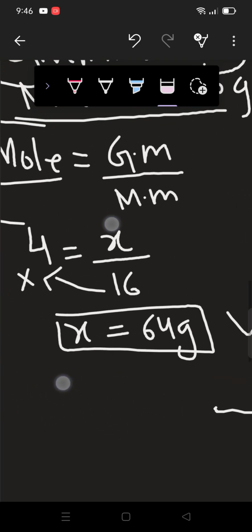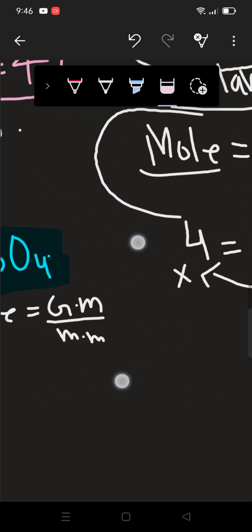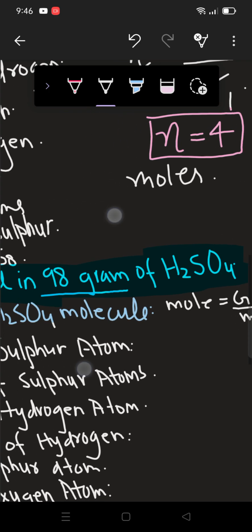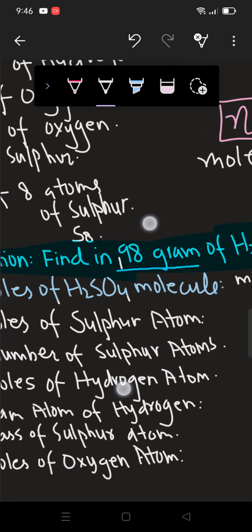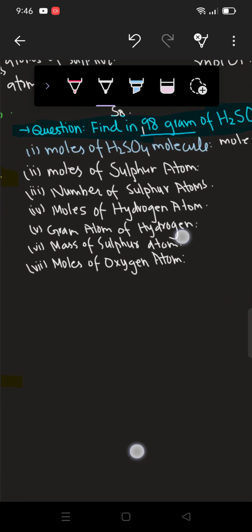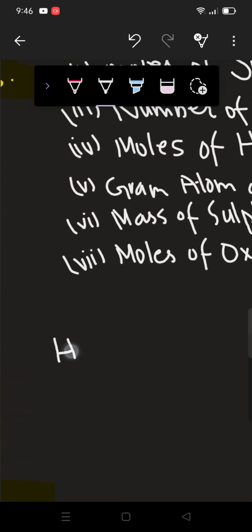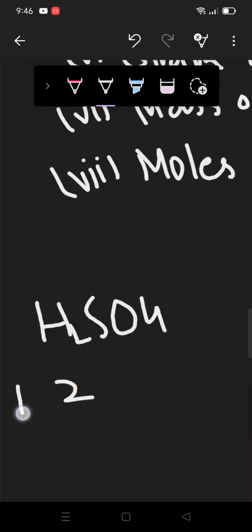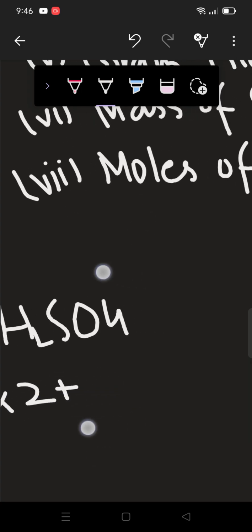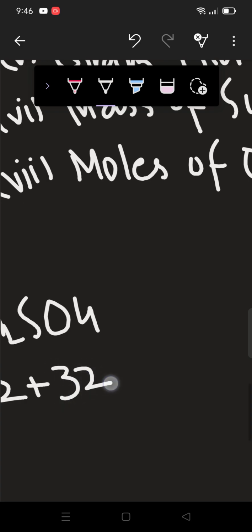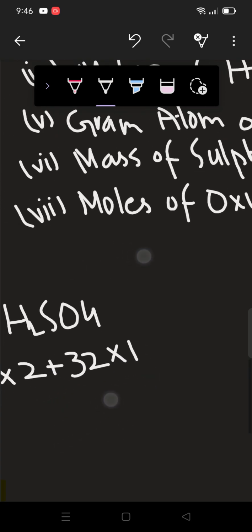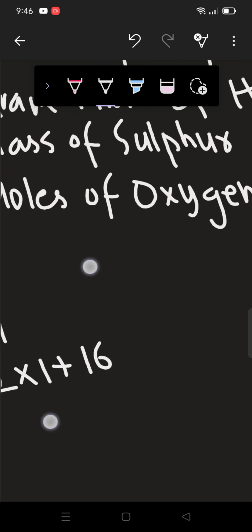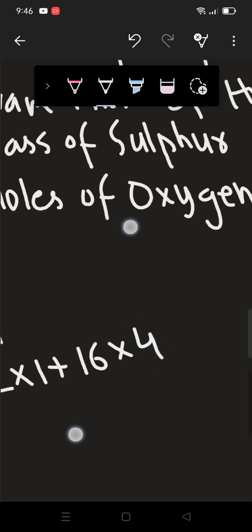Wait, I need to erase this since I need to write. So given mass is equal to 98, that is already given in the question. Now we need to find the molar mass of H2SO4. So the molar mass of H2SO4 would be, there are two hydrogen atoms, so 1 into 2, plus sulfur atomic mass is 32 into 1, because we have only one atom of sulfur, plus 16 is the mass of oxygen, into 4 atoms of oxygen.